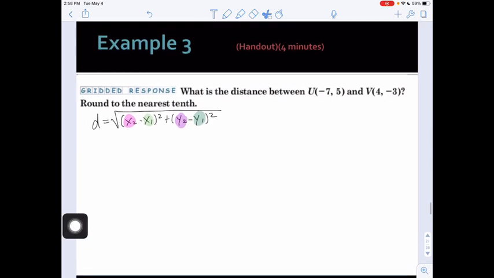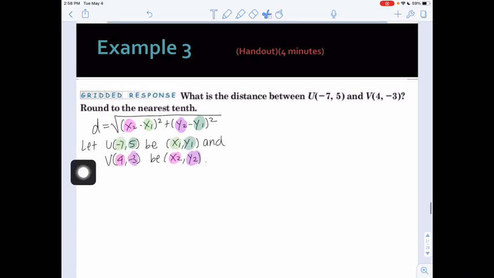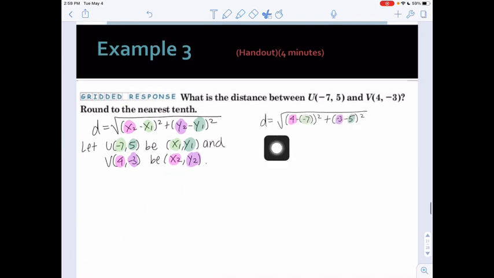Example 3 says, what is the distance between U (-7, 5) and V (4, -3)? Round to the nearest tenth. I have added in the distance formula on the slide for us. We will let U (-7, 5) be x1, y1, and V (4, -3) be x2, y2. Therefore, we have d equals the square root of (4 minus -7) squared plus (-3 minus 5) squared.